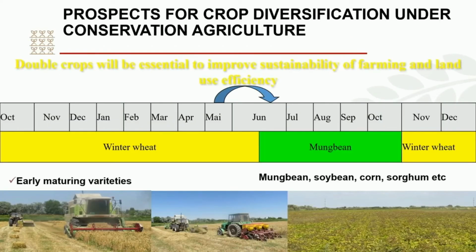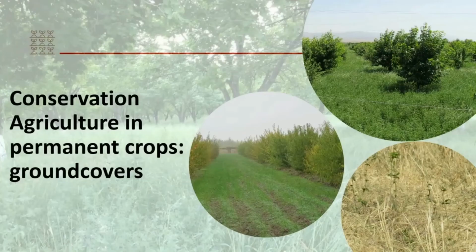And then when we talk about prospects for crop diversification under conservation agriculture, it is a very good perspective in Central Asia, through double cropping, because double crop is essential to improve sustainability of farming and land use efficiency. So through using early maturing varieties of different cereal crops and legume crops, including mung bean, soybean, corn, sorghum, etc., can be used as a second crop under the conservation agriculture practices. So through this, we can improve land use efficiency in all Central Asian countries.